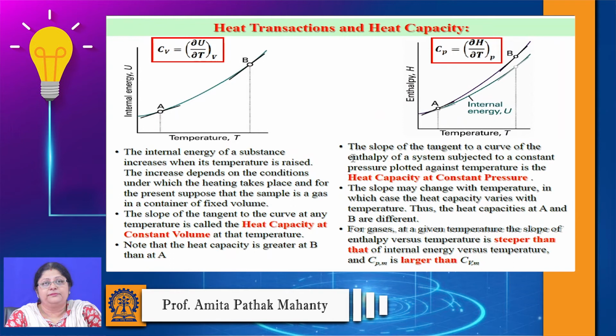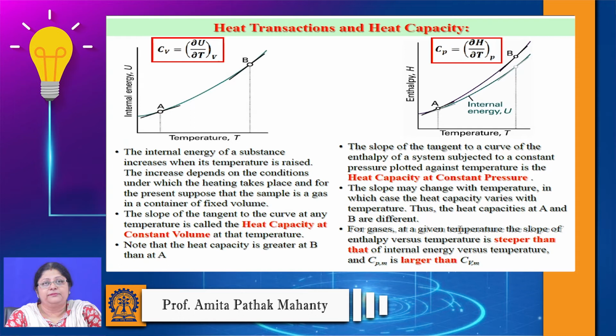Similarly, when you are talking about the enthalpy versus temperature plot, then the slope is nothing but the Cp. The slope of the tangent of the curve of the enthalpy of a system, subject to constant pressure, plotted against temperature is the heat capacity at constant pressure. The slope may change with temperature, in which case the heat capacity varies with temperature.